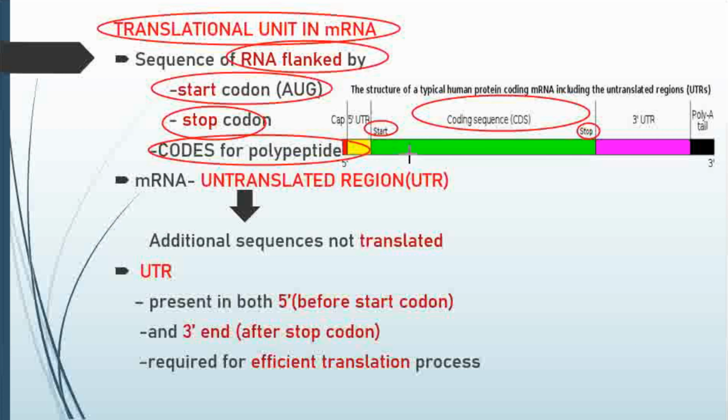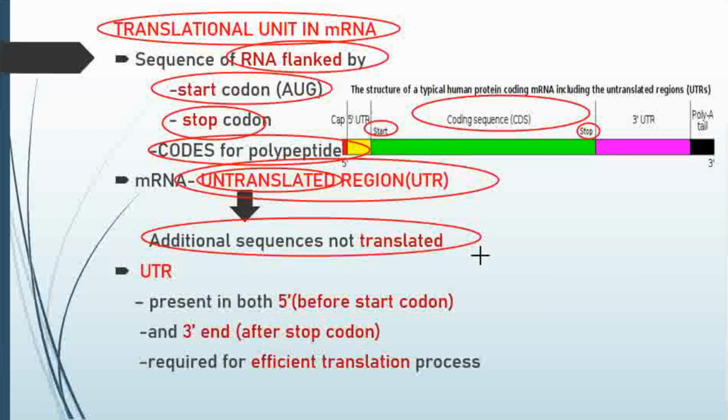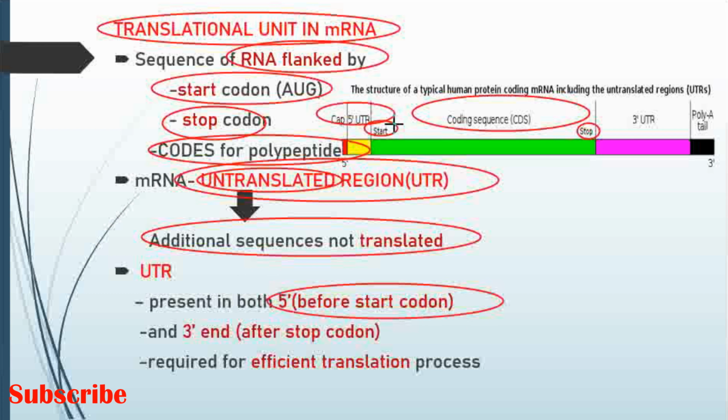And the mRNA also has an untranslated region. As the name suggests, the region is untranslated, so this is not getting translated. We call it the UTR region. These are nothing but additional sequences which are not getting translated. This UTR is present in the 5' end, that is before the start codon. You can see here.